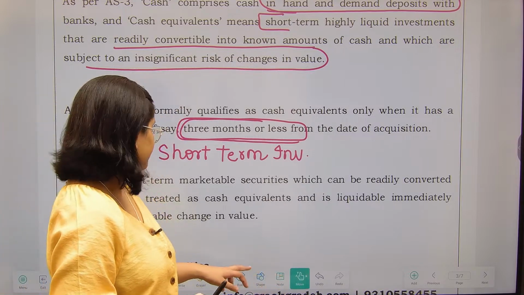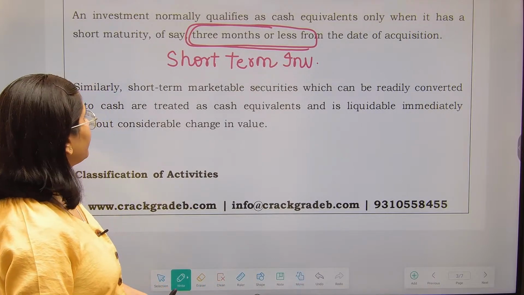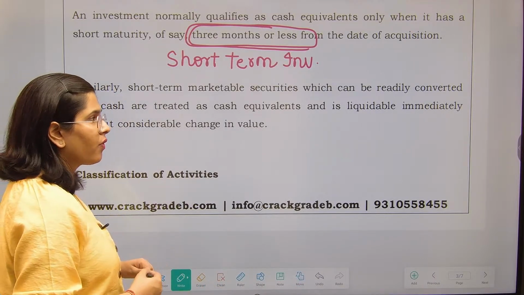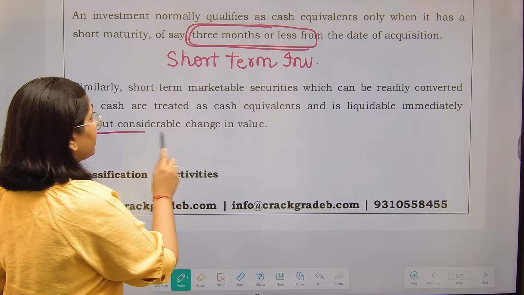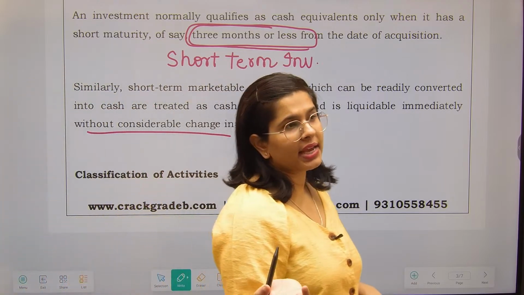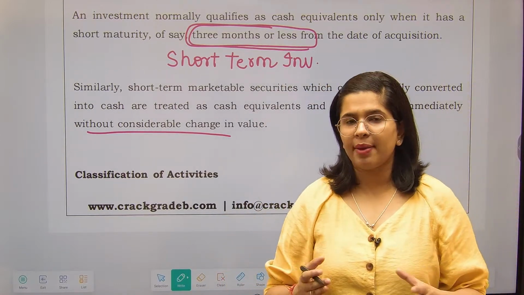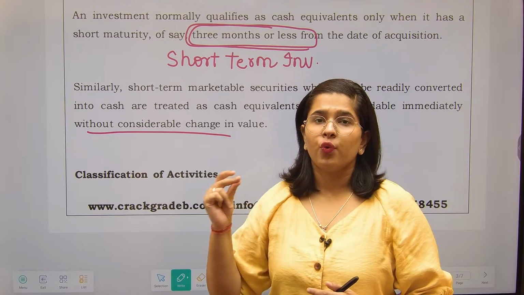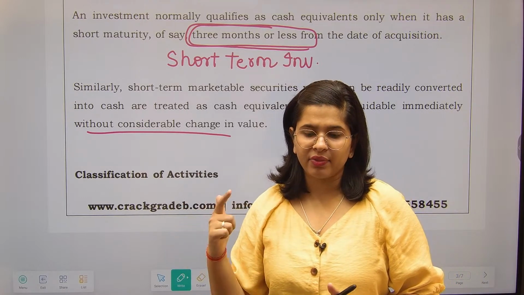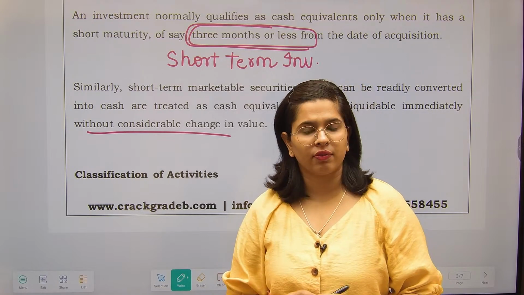So if in the examination it comes that short term investments also form part of cash equivalents, you will say yes. Short term marketable securities which can be readily convertible into cash are treated as cash equivalents, and are liquidable immediately without considerable change in value. Like gold. Gold is also a cash equivalent. So the point is that any asset which can be converted into cash within no time, within 90 days, can be called your cash equivalent, right?